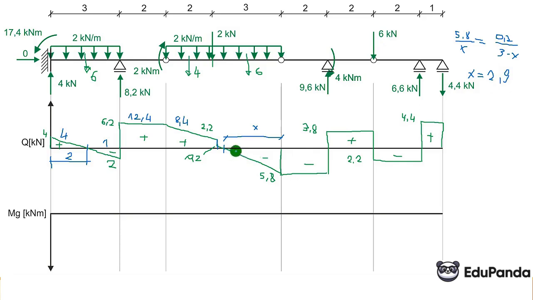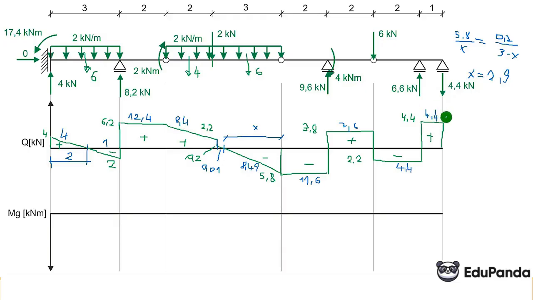Now we calculate the areas of the triangles. We have 2.9 times 5.8 times 1/2, which equals 8.41. The area of this is 0.2 times 0.1 times 1/2, which equals 0.01. The area of this rectangle is 5.8 times 2, which equals 11.6. Here we have 3.8 times 2, which equals 7.6. 2.2 times 2 equals 4.4. And 4.4 times 1 equals 4.4.